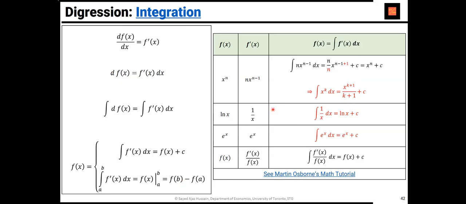Let's try to help you out a little bit. I have a function x to the power n. I know the derivative is n times x to the power n minus 1. Can I use, quote-unquote, first principles to work out the integral? So what's the integral of this expression right here? Remember, I have to get back an expression which, if I differentiate, gives me back the original function over here.